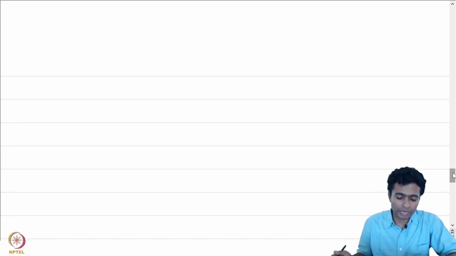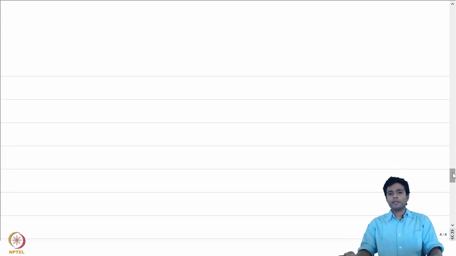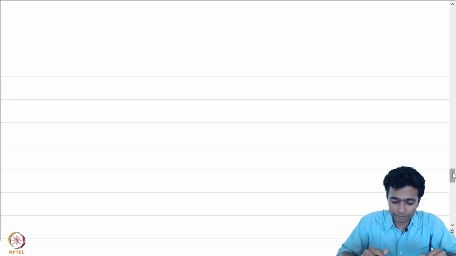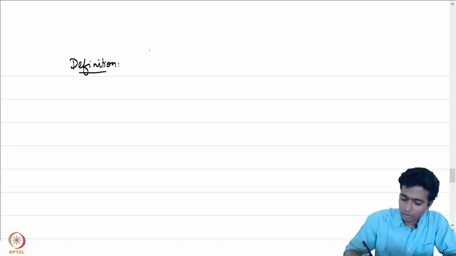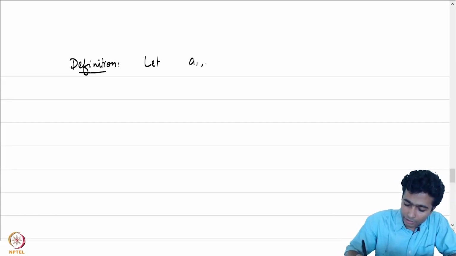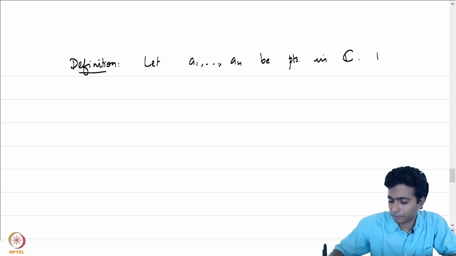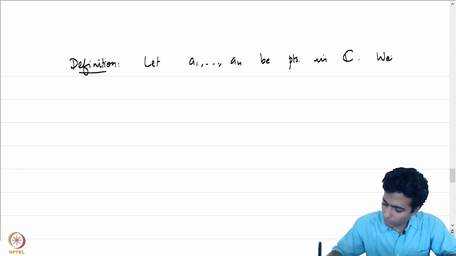Let's take a polynomial and prove that the roots of the derivative of the polynomial will be on the convex hull of the roots of the given polynomial. Let me just define in that case what the convex hull of a set in R^2 will be. Let A1 to AN be points in C. In fact, we can define this in R^n, but let me just focus on C because that's all we need.